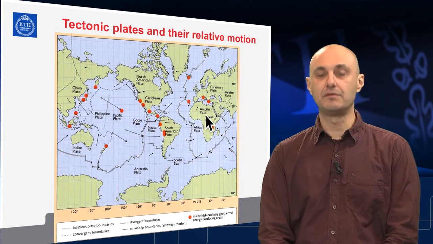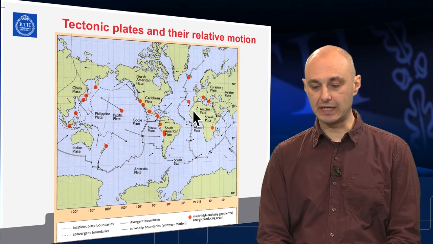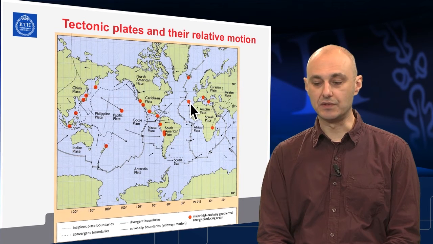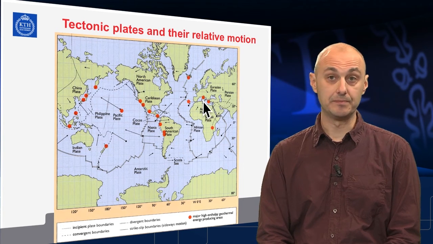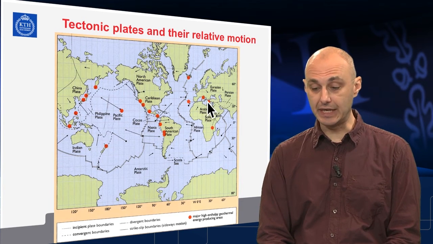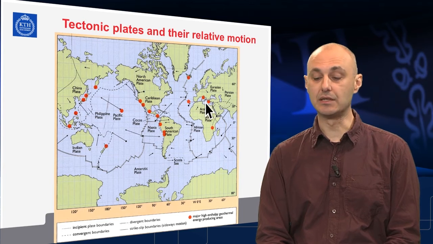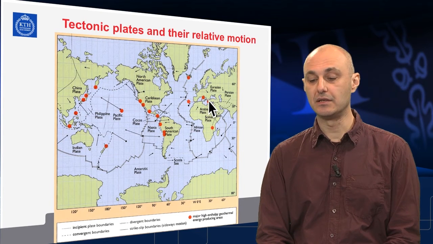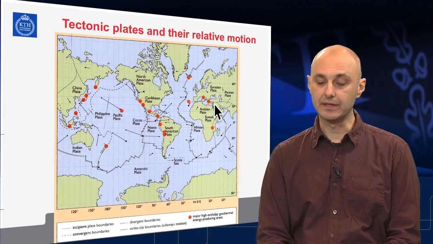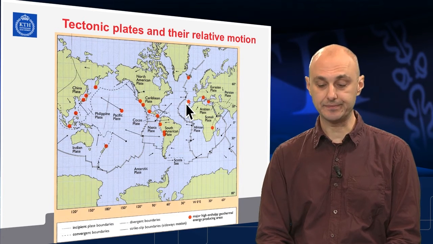The best visible features are the fact that the African continent is pushing towards Europe. And this is what actually creates the trench here under the Mediterranean Sea and the mountains all around southern Europe, including the volcanic territories of Italy, Greece, the Greek islands, and the Azores Islands in the Atlantic.